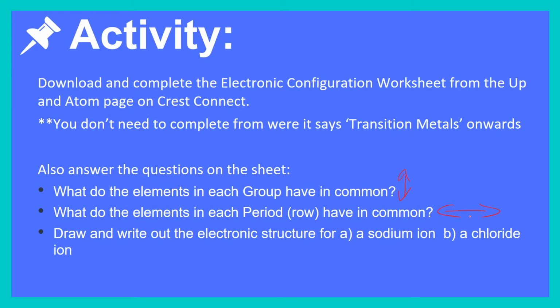And then have a go at writing out the electronic structure for a sodium ion and one for a chloride ion. Hopefully you remember from last lesson what happens with ions where they gain and lose electrons. So give that a bit of a go.